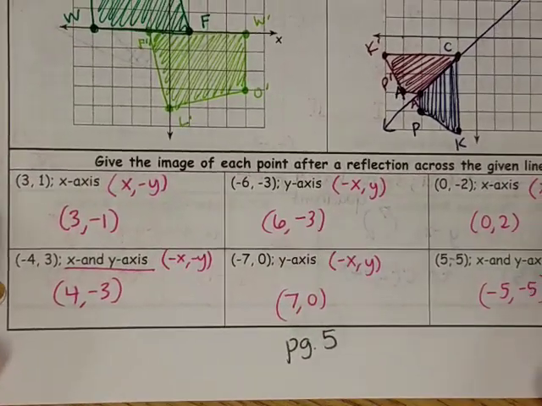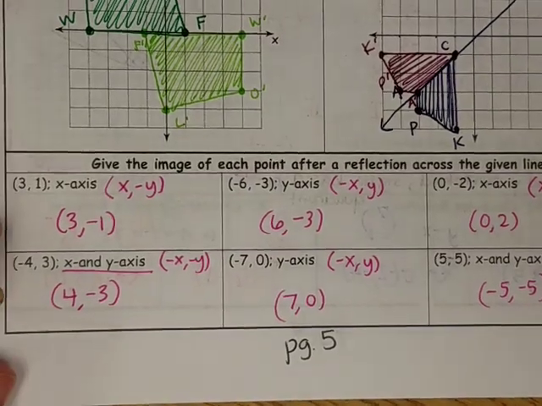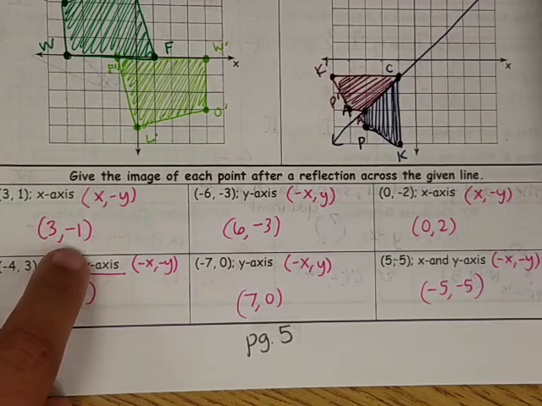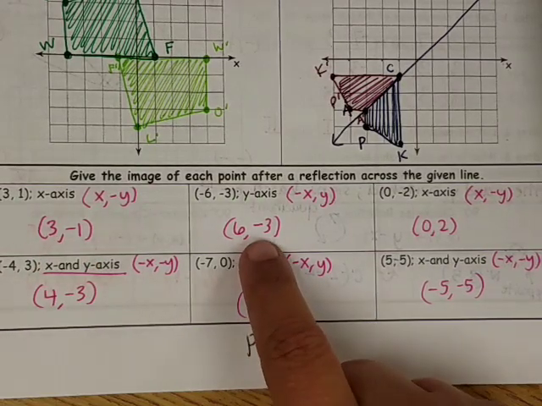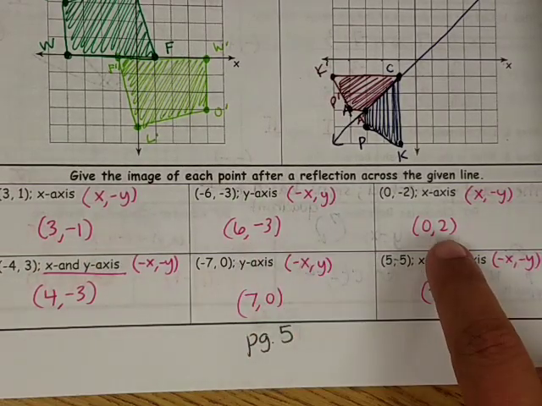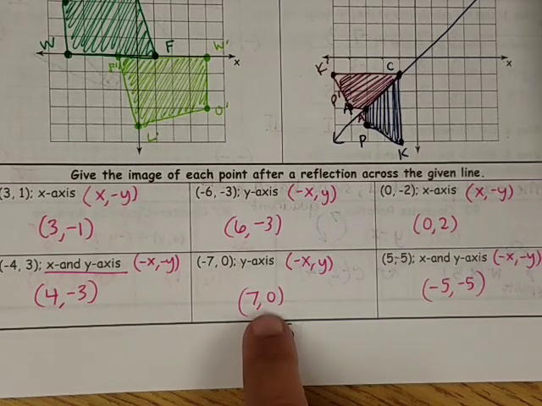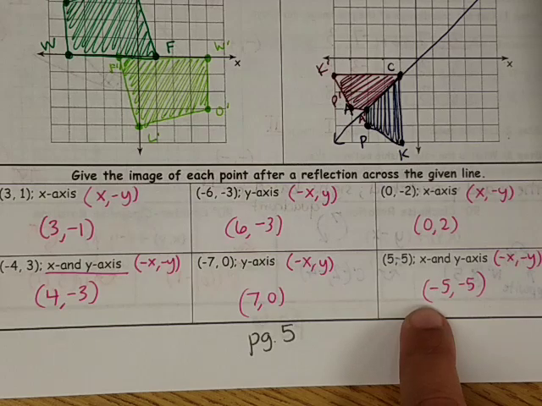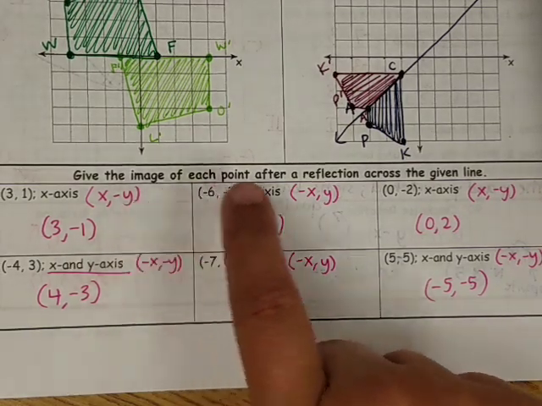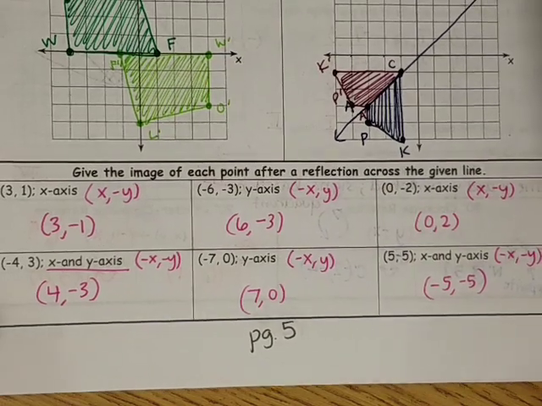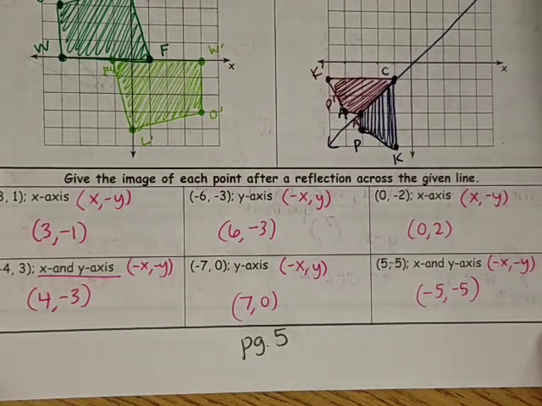Down here, you were given points and you had to try them without giving a graph, so you're using the rules you came up with. For this one, I got 3, negative 1. I got 6, negative 3, 0, 2, 4, negative 3, 7, 0, and negative 5, negative 5. If you notice, I also wrote the rules. I went back on my other pages so I could remember those. If you need a moment to pause the video to check your answers, you can go ahead and pause it.